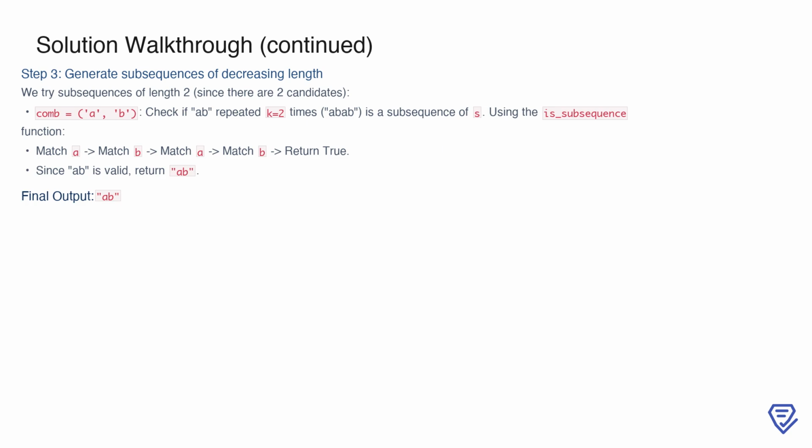Since we have two candidates, a and b, we try to construct subsequences of length 2. One possible combination is a, b, which forms the string ab. We then check if ab repeated k equals 2 times, which is abab, is a subsequence of the original string s. Using the is_subsequence function, we verify this by matching each character in the repeated sequence abab with characters in s. We find matches for a, then b, then another a, and finally another b, confirming that abab is indeed a subsequence. Since this works, we return ab as the solution for this example.